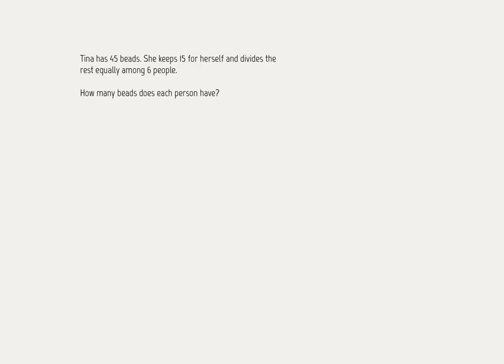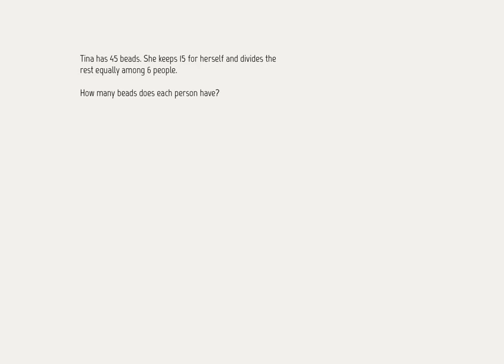All right, so in this problem, we now have a problem where we're going to be doing 2 steps for our model. And so we have Tina, and she has 45 beads. She's going to keep 15 for herself and divide the rest equally among 6 people. And we want to know how many beads each person other than Tina has.